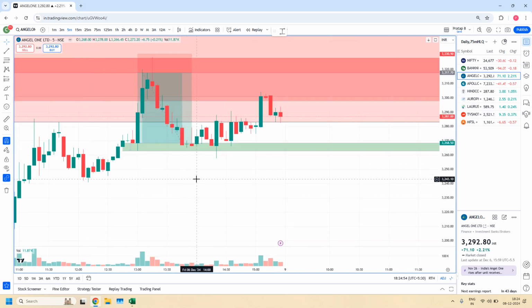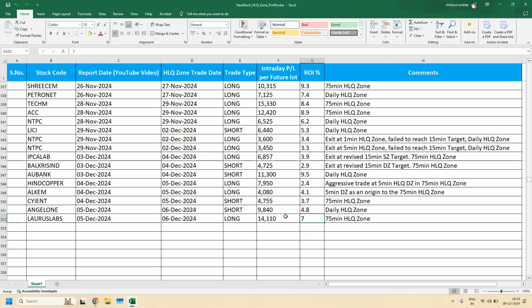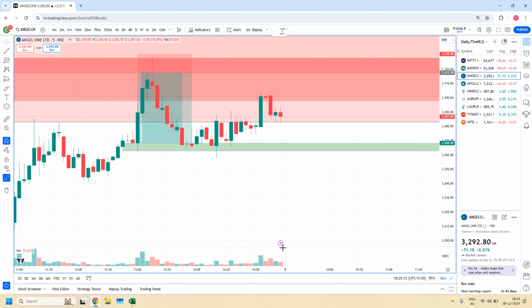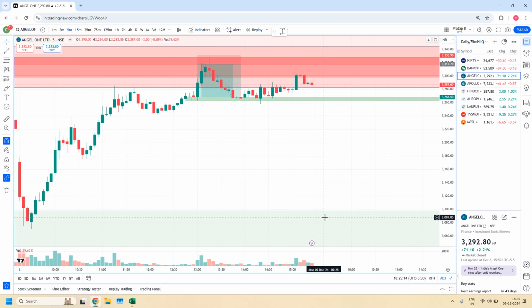Within 40 minutes, how much profit has it given? 9,840 rupees profit it has given, and it is 4.8% ROI as per one futures margin cost. So this is about Angel 1. These two are the successful trades.